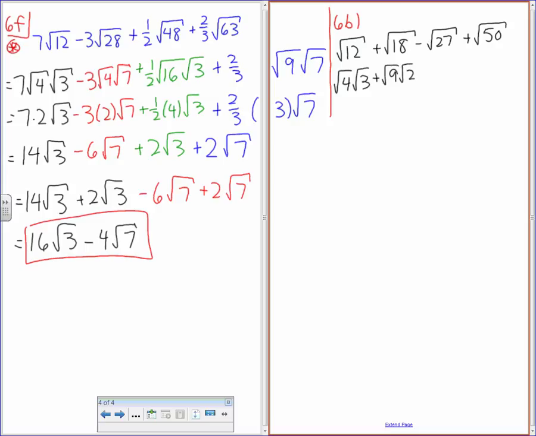Okay, can someone from the second row tell me here what 27 turns into, please? Noah, go ahead. 9 and 3. Okay, can someone from the first row tell me what 50 changes into? Oh, not all at once. Go ahead. 25 and 2.